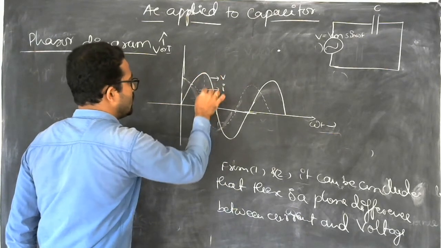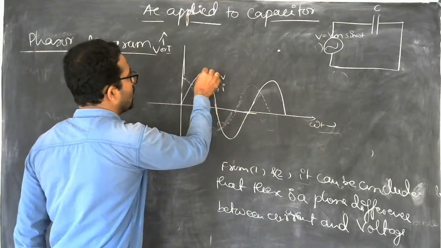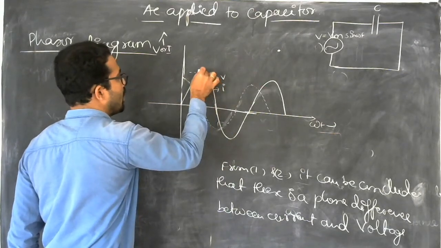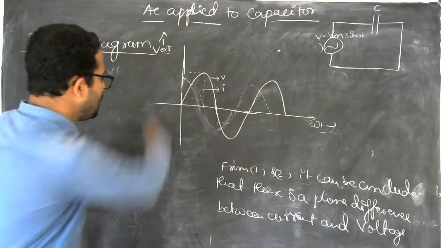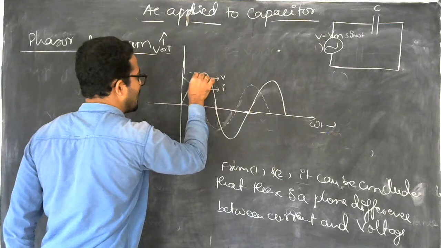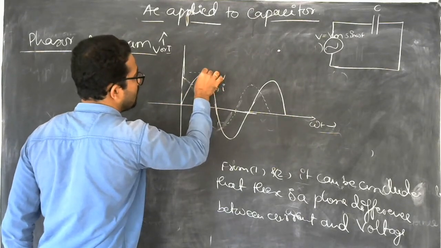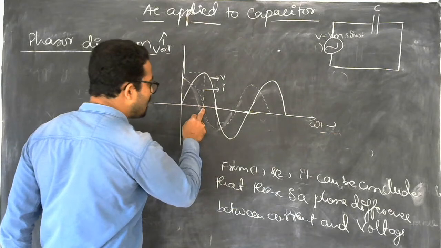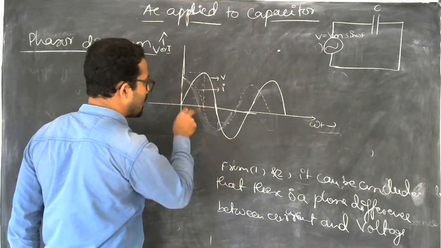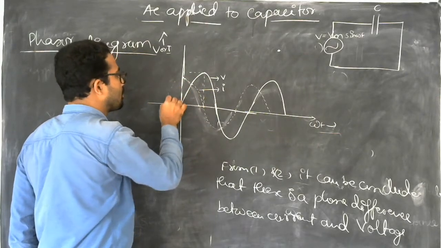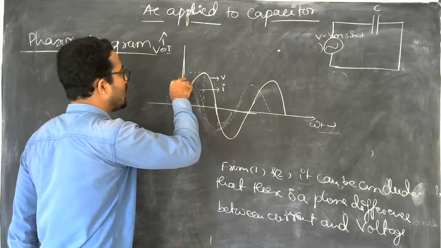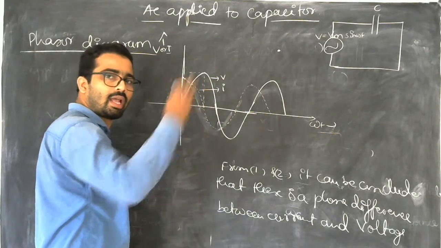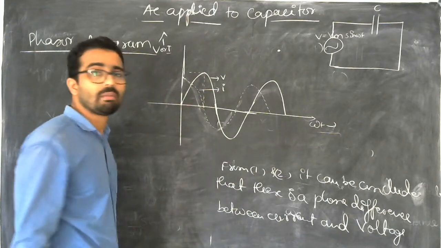See here, this is the angle pi by 2. This is the peak value of voltage, this is the peak value of current. See here, the voltage curve has covered an angle of pi by 2 here. Once it has reached here, the angle covered by that phasor is pi by 2. At the same time, the angle covered by the other curve, that is I, is 180 degrees. So we started from here, 0 to 90 degrees, and it covered 180 degrees when the voltage covered only pi by 2. So what is the difference in the angles? That is pi by 2.